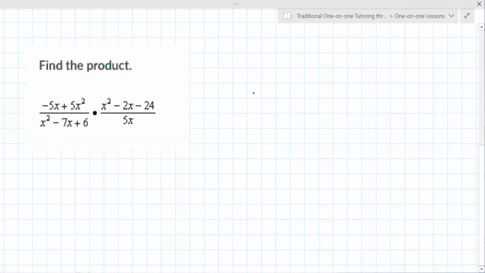So when you look at 5x plus 5x squared, because both of them have a number and a letter or variable that are the same, this is a GCF factoring. So the number is minus 5x, because x to the 1 is smaller than x squared. That's what you're going to factor out of both.